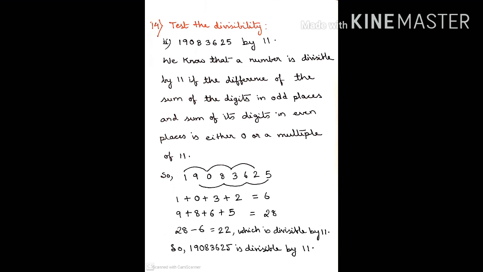11 twos are 22. So this number, 1,90,83,625, is divisible by 11.